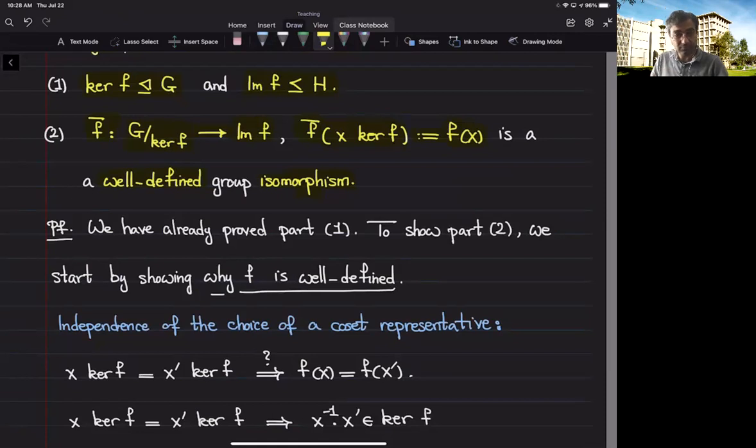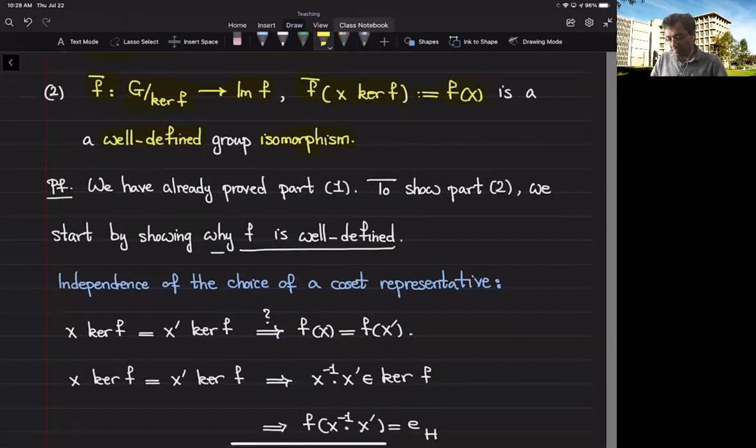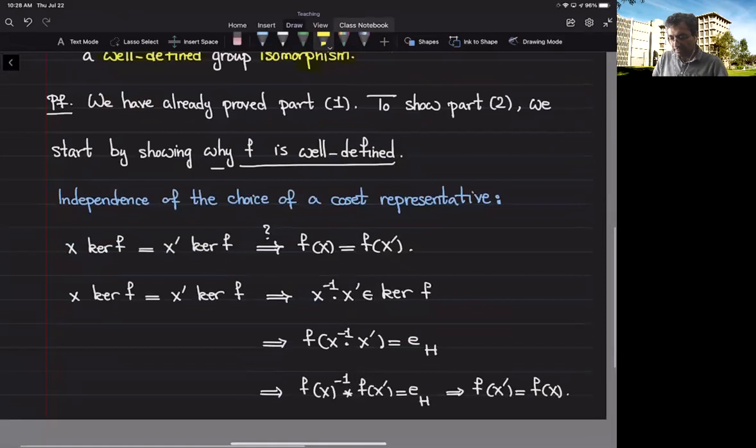Okay, so let's see why. Let's formulate it mathematically and try to prove it. Again, I'm saying that if I pick two representatives from this community, if X times kernel of F is equal to X prime times kernel of F, then from F point of view, I do get the same values. So they do have the same property with respect to F. So F of X equals F of X prime. And that is what we have to address.